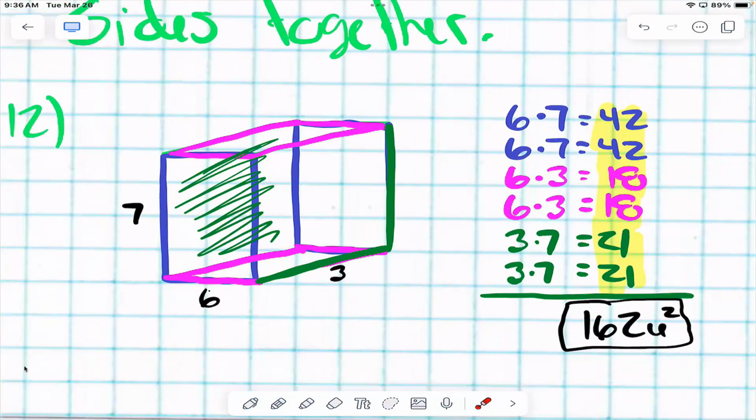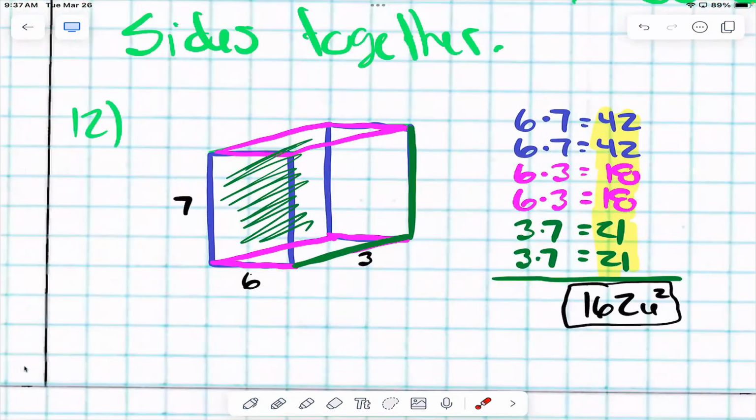So this looks like it's 6 rectangles. Yes or no? Yeah. So let's just look at this one right here. Everybody see this rectangle? How do you find the area of that rectangle? Base times height, which is 6 times 7, right? So I wrote 6 times 7 equals 42 right here, yes?